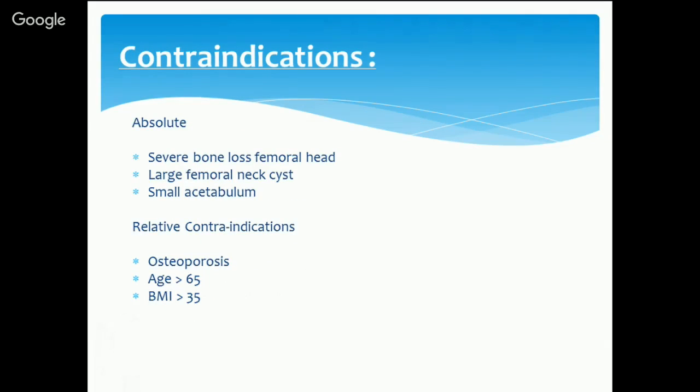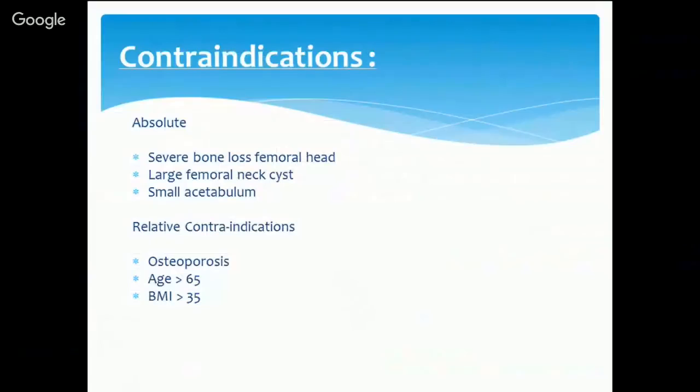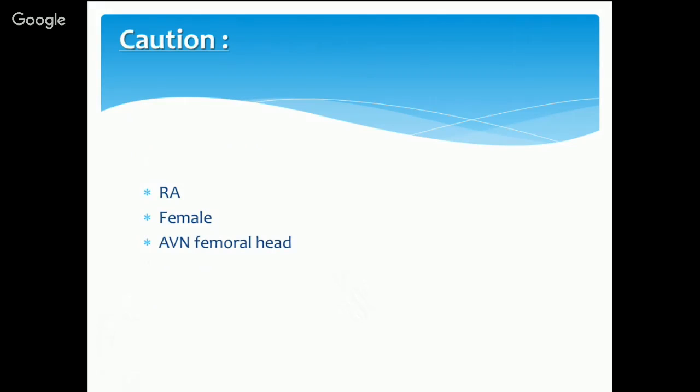Now there are some contraindications. The first contraindication is severe bone loss of the femoral head. Sometimes we find a big cyst over the femoral head, or avascular necrosis where the whole head becomes necrosed, and if we put a cup over that, it will collapse because there is not adequate bone stock. Relative contraindications are osteoporosis, age more than 65 years, and a body mass index more than 35.